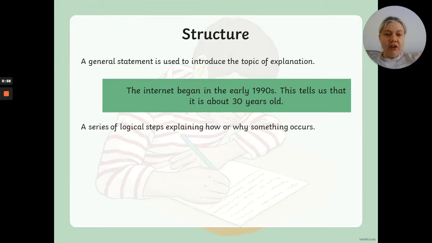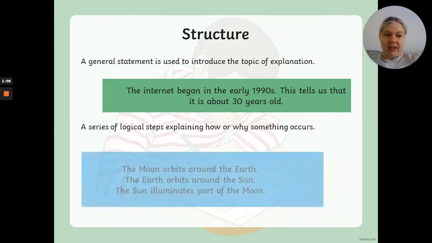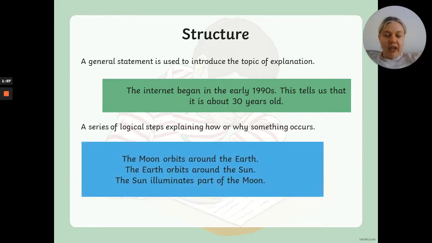And it follows then on with a series of steps that tells us how or why something occurs. So going back to the text earlier this week, we had one that was split into paragraphs about the moon orbiting around the earth, then about the earth orbiting around the sun, and then how this impacts on the sun illuminating parts of the moon. These steps continue until the explanation is complete, and then we have a concluding paragraph at the end which summarises the whole explanation.